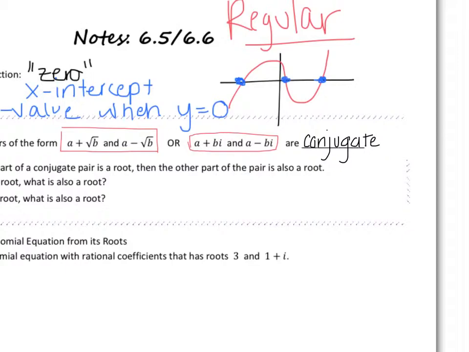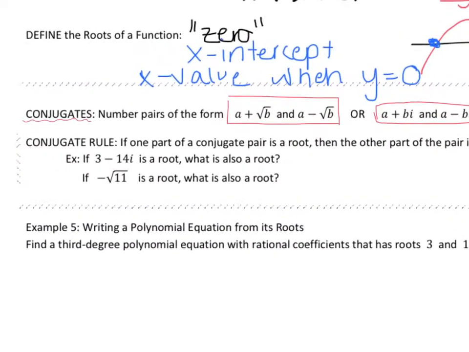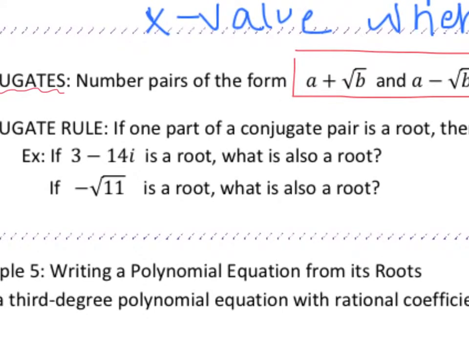All right? Now, why are we learning this? Well, conjugates are really nice because if one of them is a root, then that automatically makes the other one a root. Okay, that's the conjugate rule. So if 3 minus 14i is a root, what is also a root? 3 plus 14i. The same thing with a different sign in the middle.